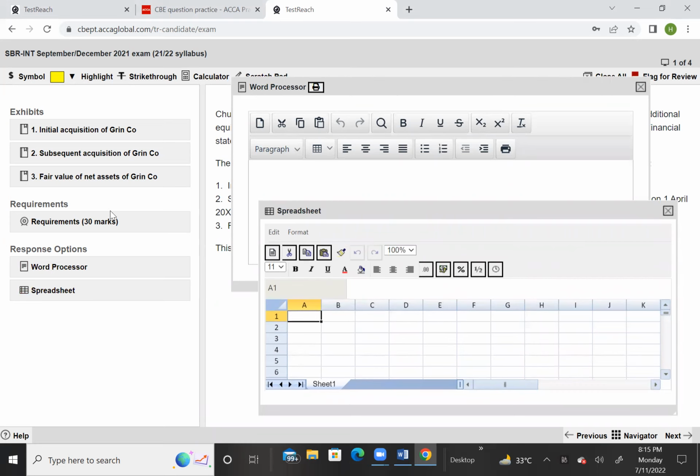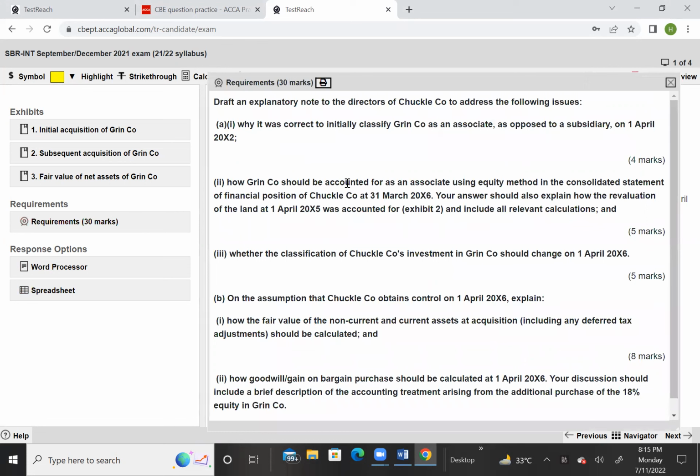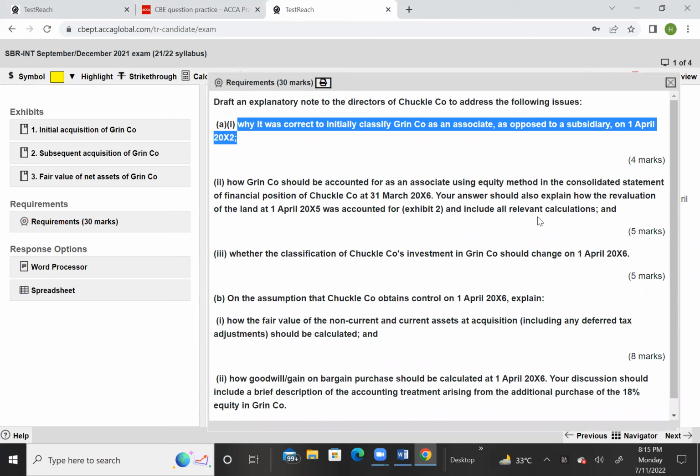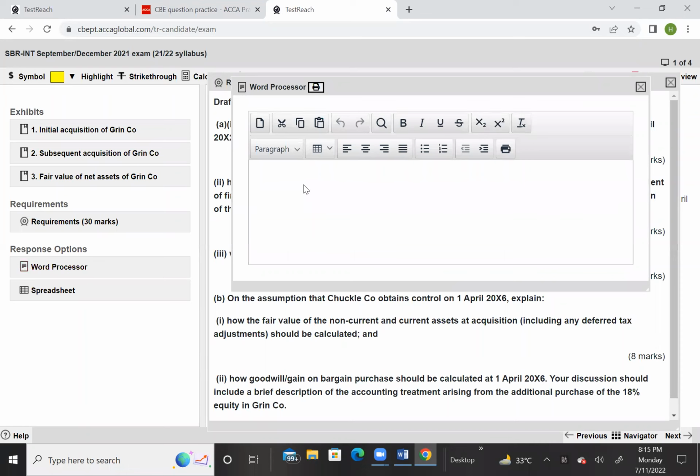For example, if I come to the first part of this requirement, you will feel that he is just asking why it should be accounted for as an associate. Here he just wants a discussion, just an explanation. So for this requirement I am not going to use the spreadsheet, I am going to use the word processor. I will write requirement number 1, part A, first part, and I will answer the requirement.